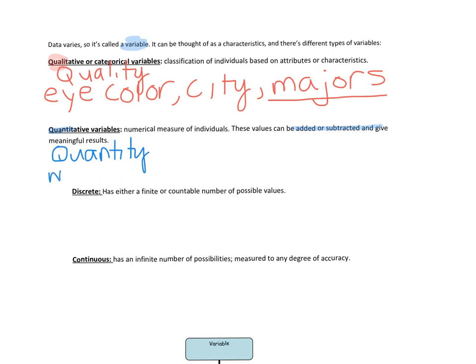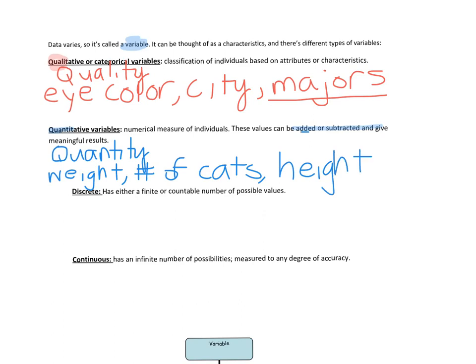So start thinking of some variables whose values would have numbers. I'm thinking maybe weight, number of cats, height, stuff like this. I do want to make a note that the numbers we give have to be added and subtracted and give meaningful results. So for instance, if someone has 3 cats and someone else has 5 cats, that's 2 more cats. That difference is meaningful. But let's talk about phone numbers. Phone numbers are a number. It's a quantity. But can we add and subtract phone numbers?